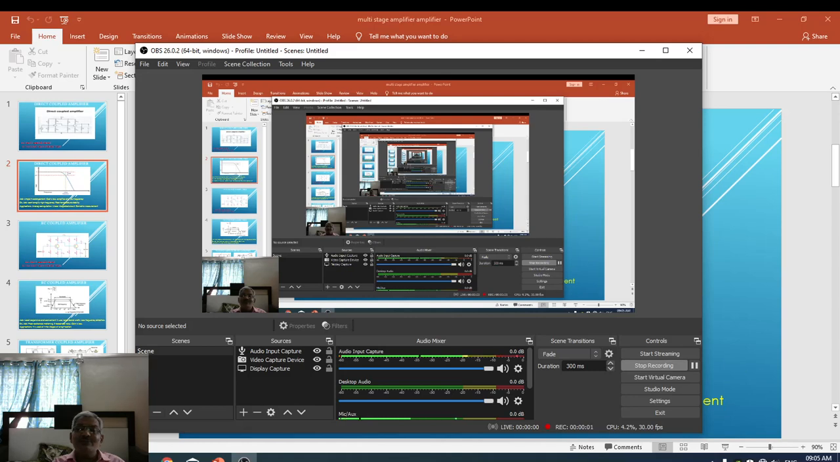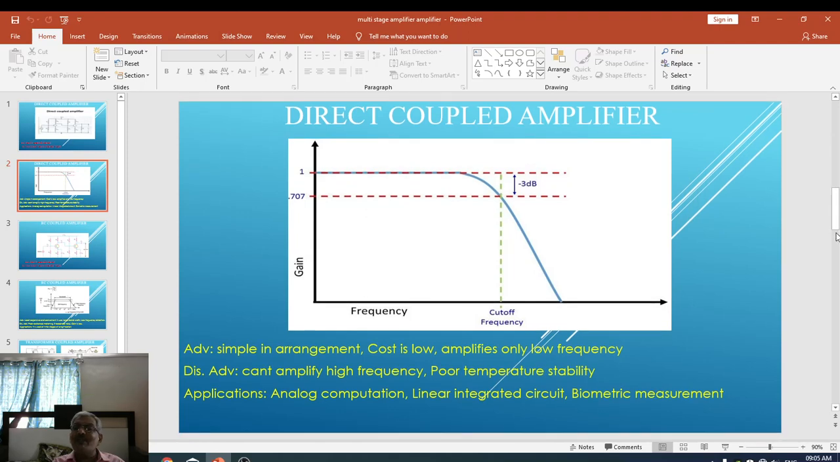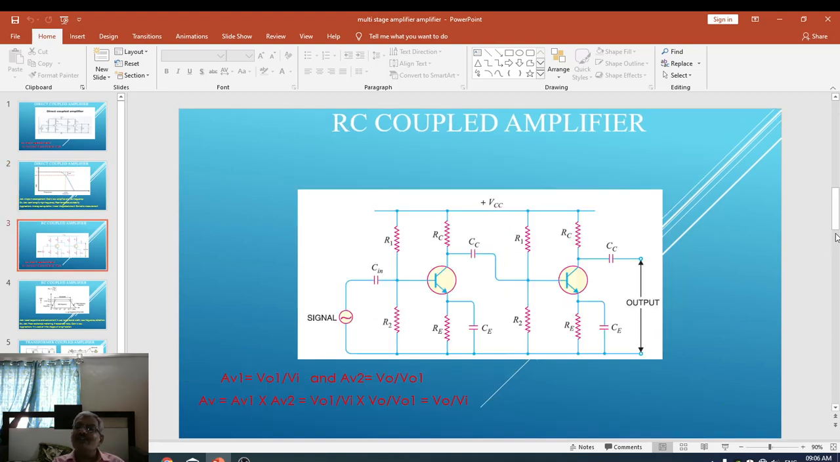Dear students, last time we studied the DC coupled amplifier, which is used to amplify DC level signals. This is the amplifier in which no coupling components are used to couple the output of the first stage as an input to the second stage, along with its construction, frequency response, advantages, disadvantages, and also the applications.